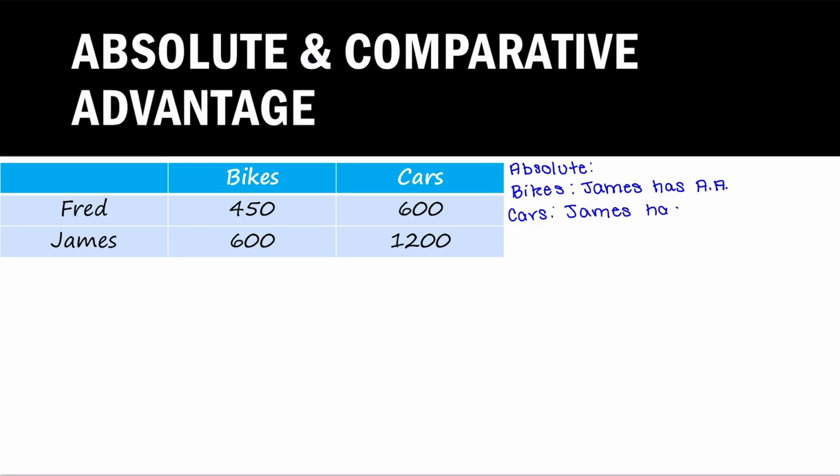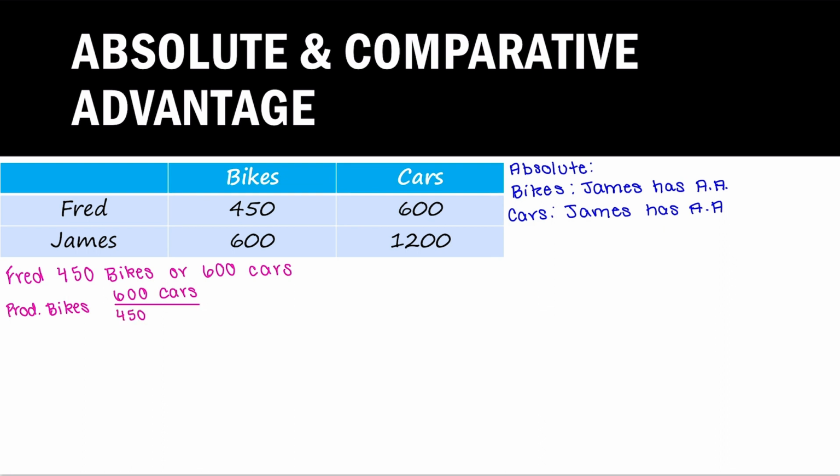Comparative advantage requires comparing the opportunity costs, which is when we have to set up our ratios. So we're going to be looking at Fred first. And we are comparing Fred's 450 bikes to 600 cars. Those are the two options that Fred can make. If he devotes all of his resources, he can make 450 bikes, or he can make 600 cars. So if he chooses to produce bikes, he is giving up the opportunity to produce 600 cars in exchange for producing those 450 bikes. He can't produce both. He only has 24 hours in the day, 7 days a week. He has to choose between the two.